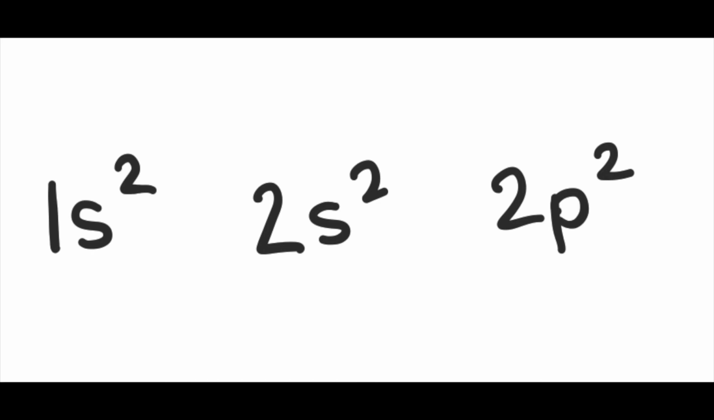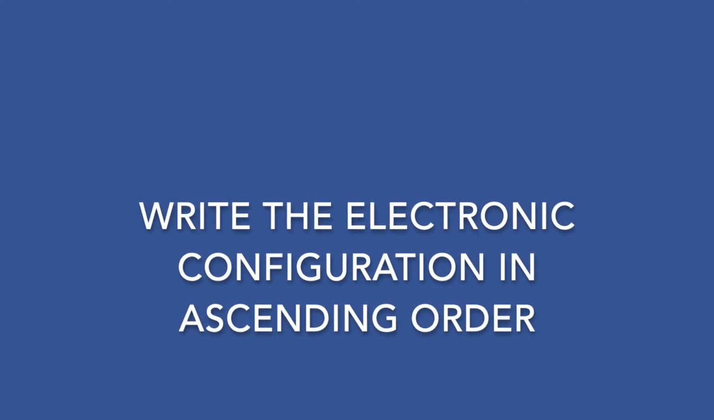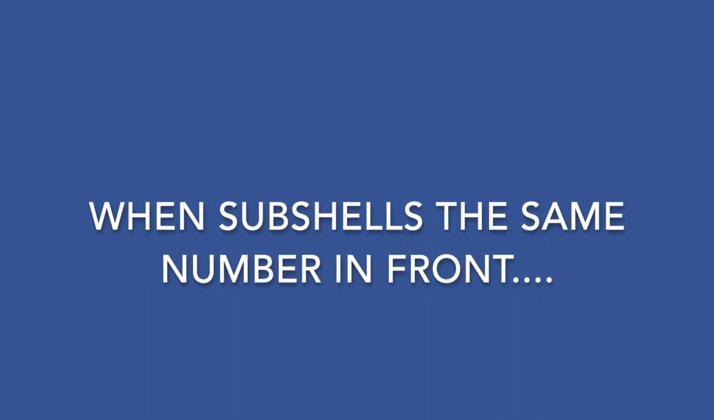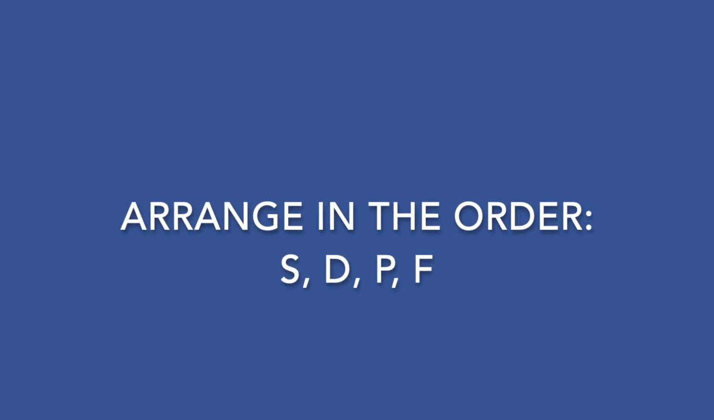The complete electronic configuration is 1s2, 2s2, and 2p2. In shorthand, we can write it as helium, 2s2, 2p2, because helium has 2 electrons. Write the electronic configuration in ascending order. When subshells have the same number in front, arrange in the order S, D, P, and F.